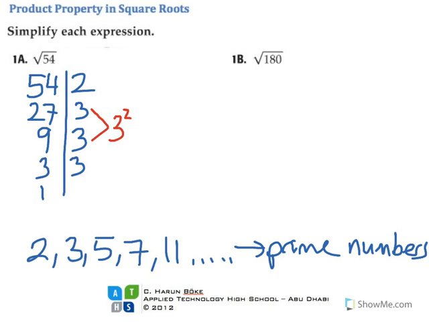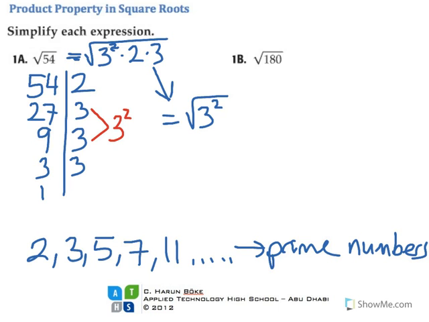So you can write the square root of 54 as the square root of 3 squared times 2 times 3. And by the product rule you can separate the square root. So it will be the square root of 3 squared times the square root of 2 times the square root of 3. Here you can cancel the square root and square out, hence you have 3 only.